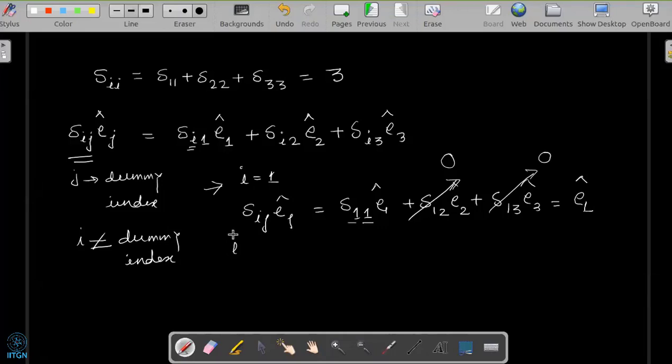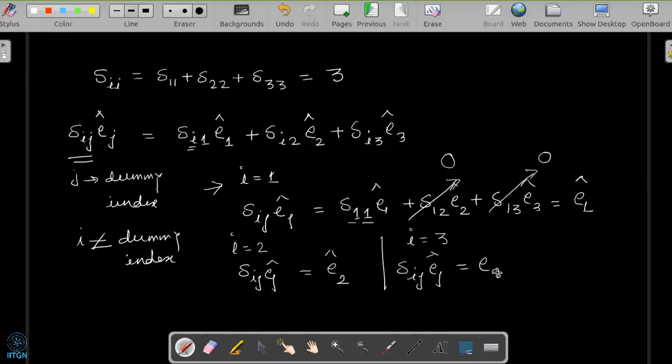Similarly, when you substitute i equal to 2 in this expression, it will result in E2. And when you substitute i equal to 3, this expression will result in E3. Following this, can we say that delta ij ej is equal to nothing but ei? Can we say this? Because whatever I have substituted, I got that as a result.